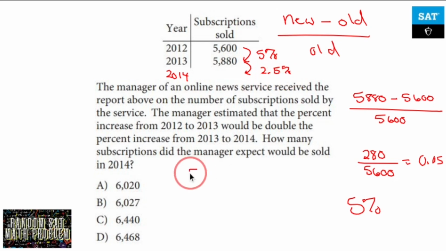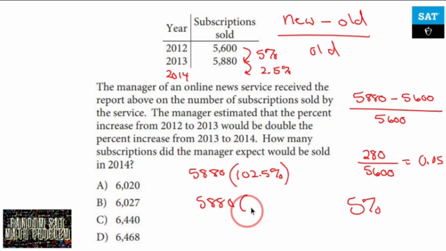So let's take 5,880 and multiply that by 102.5%, because that's the increase that's going to happen. 5,880 times 1.025 is going to be 6,027.